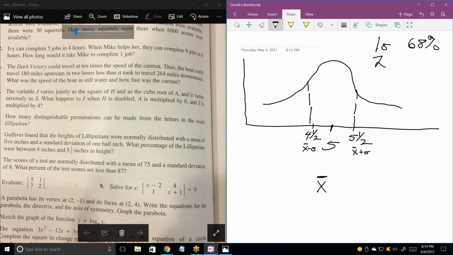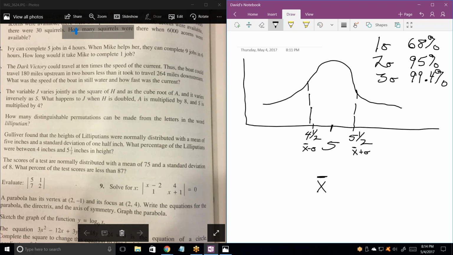2 standard deviations is 95%. And 3 standard deviations is 99.4%. Okay. Now, they're always symmetrical. So the area that I've drawn here is 1 standard deviation. That means it's 68% of the area under the curve is here.